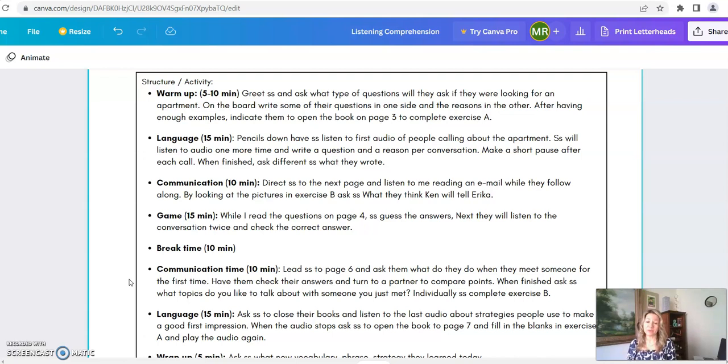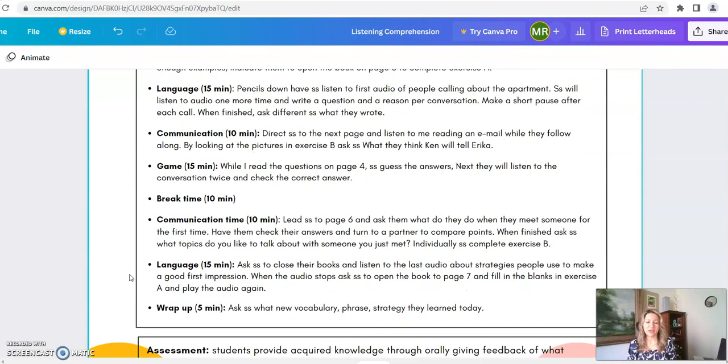This time, individually, students will complete exercise B. This is where the students give written feedback. This is all going to happen, excuse me, on their workbook. It is very important for me to give them this introduction to the last audio because it's going to talk about strategies, and it is perfect for them to start talking about the topic.